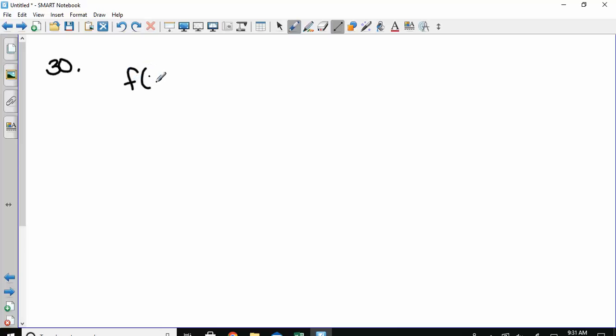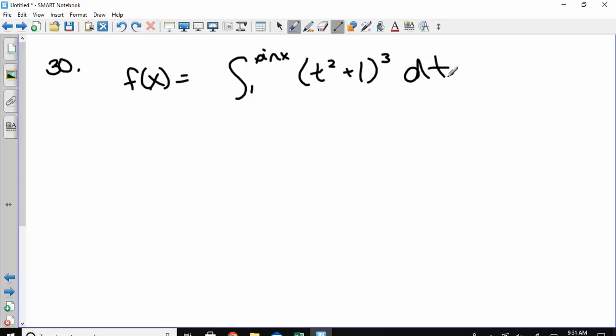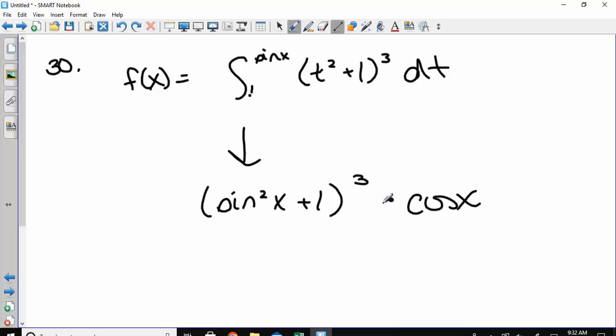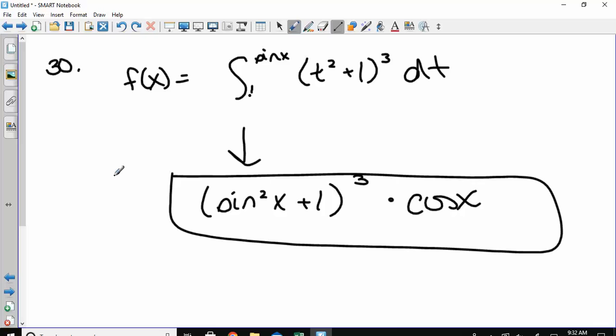So, fundamental theorem of calculus to find the derivative of this. The fundamental theorem of calculus talks about how a derivative and an antiderivative are opposites of one another. So this is the integral. If you really wanted, you could integrate this, get your answer, and then take the derivative. But the fundamental theorem tells us if you go from a constant to a variable, you could just plug that variable in. So that would be a sine squared x plus 1 cubed. Then you have to do the chain rule, so times the derivative of sine x. So the derivative of sine is cosine x. And that's all we would need there.